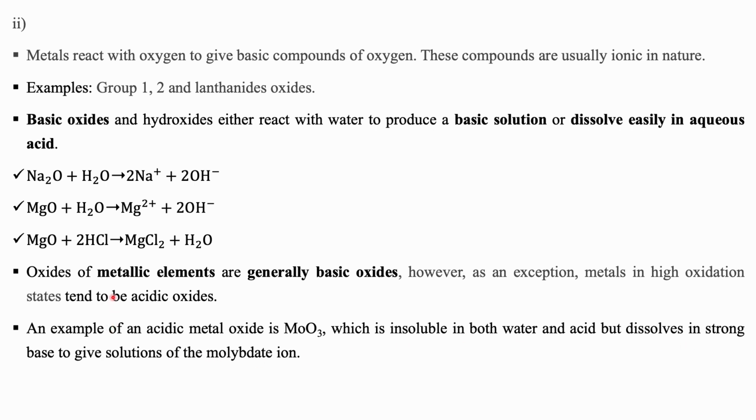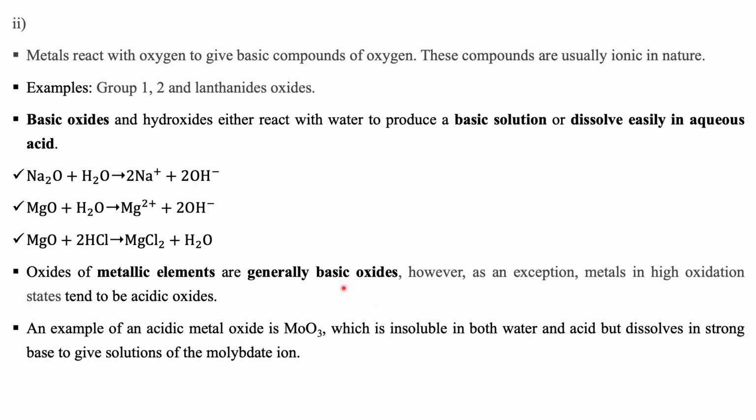So generally, metallic elements form basic oxides, except some of the metals with high oxidation state, where they can behave as acidic oxides. Like for example, molybdenum trioxide is dissolvable in strong base. That means it is acting as an acidic oxide because it is dissolved in a base. It is also insoluble in both water and acid. If it is insoluble in acid, that means it is not a basic oxide.